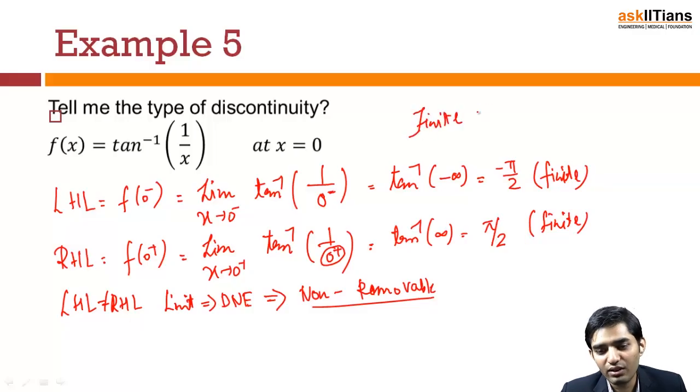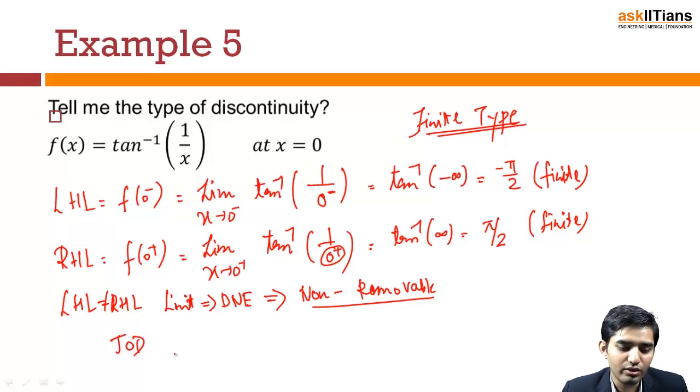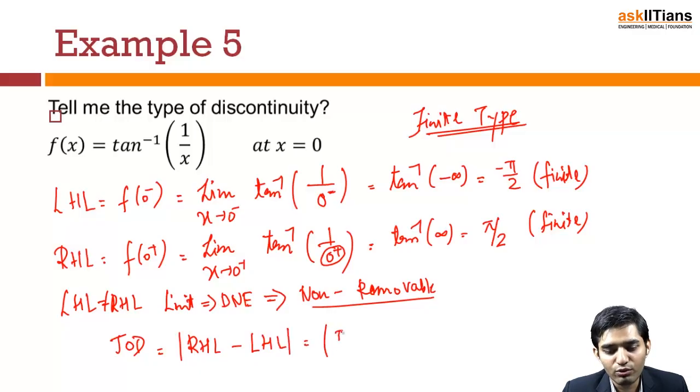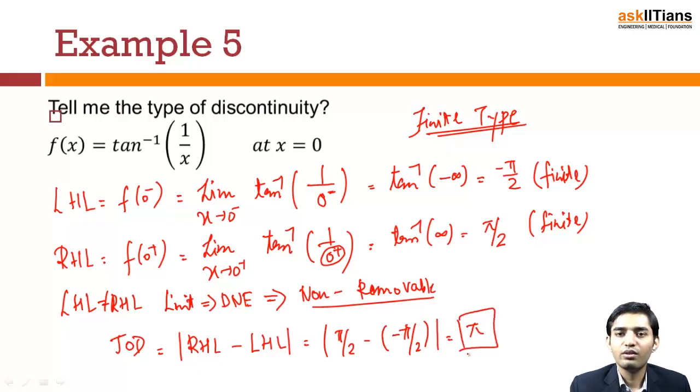In finite type discontinuity, what will be the jump of discontinuity? This is nothing but mod of RHL minus LHL. So this will be nothing but pi by 2 minus minus pi by 2, so pi by 2 plus pi by 2, so pi. Okay, so the jump of discontinuity will be pi.